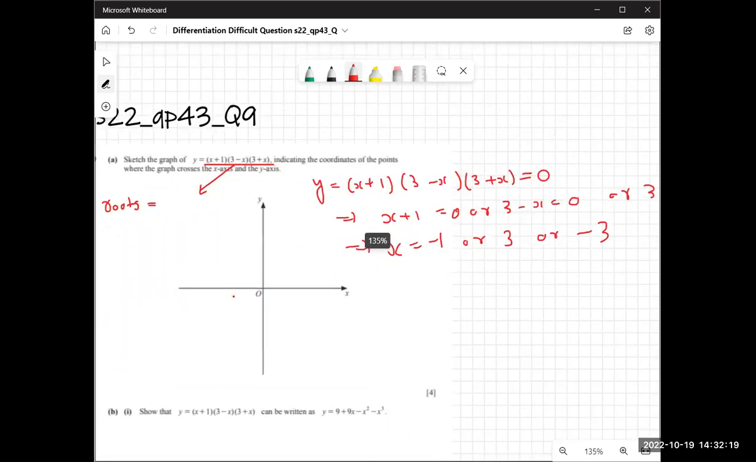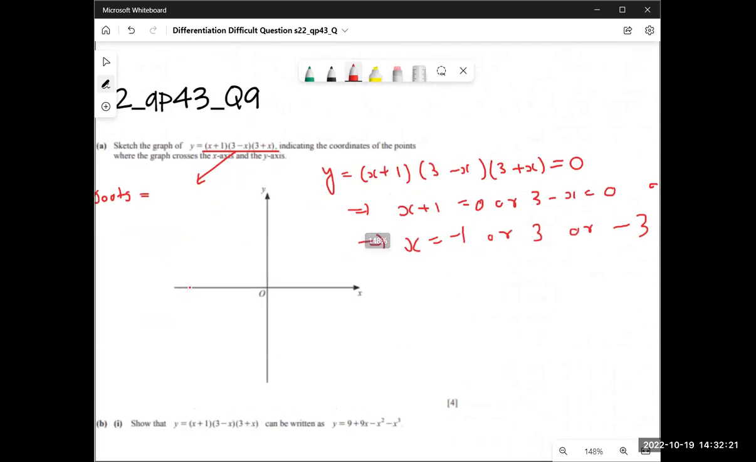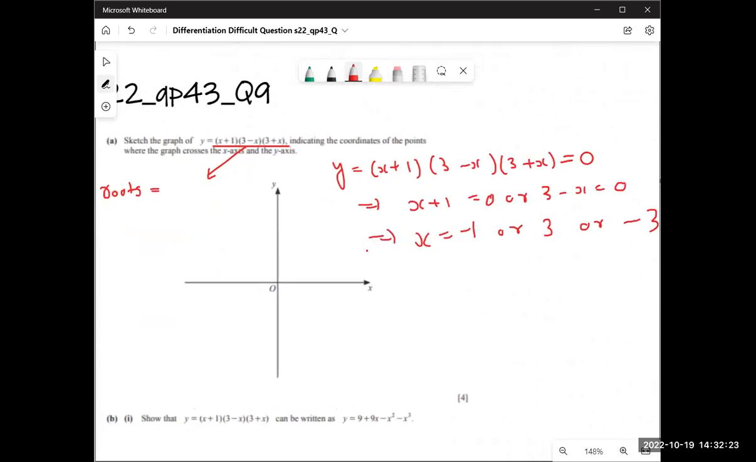So the graph must pass through these points. Let's say it's a sketch, so you don't have to show the axes. All you have to show is the points: minus 1, minus 3, and 3. Now we can make two kinds of graphs, something like this, or something like this.